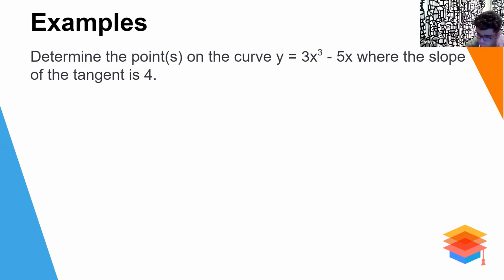Just try to understand the question. We have to determine the point on the curve y is equal to 3x squared minus 5x, right? So a point means x and y both. What is given? The slope of the tangent is given. Slope of the tangent means m. What is m? m is the slope of the tangent. What else?